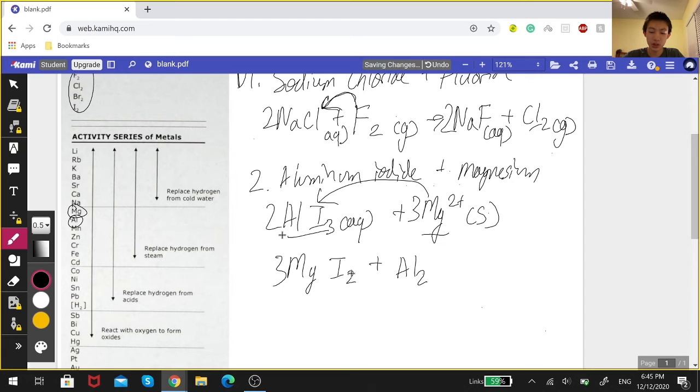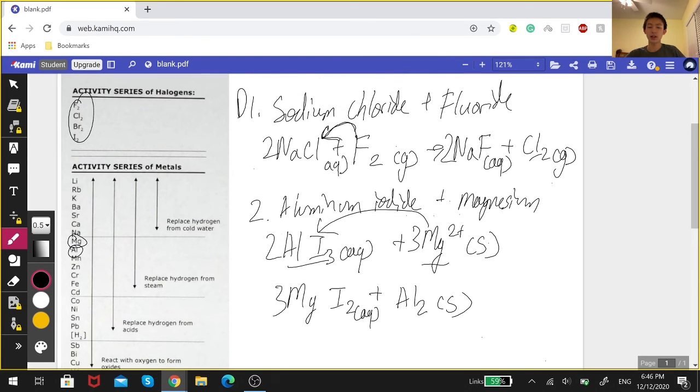Mg is in group 2A, and all iodides are aqueous except for silver, lead, and mercury, which is not Mg. So this will be aqueous. And Al by itself is a solid. And this is type A.